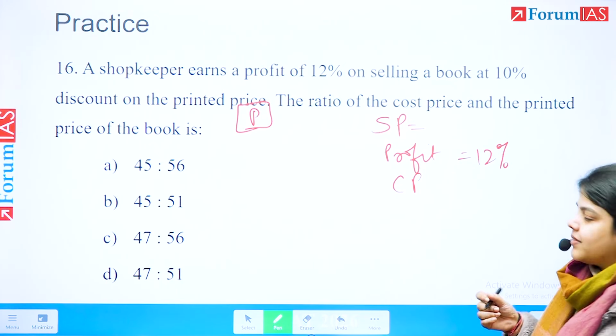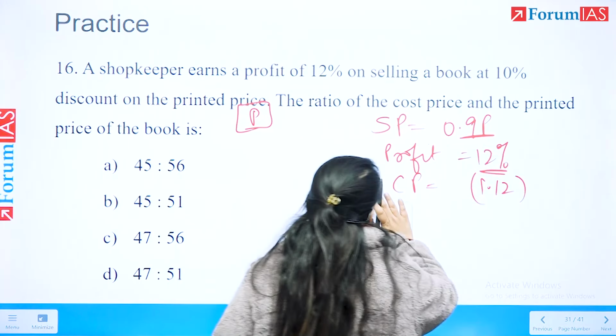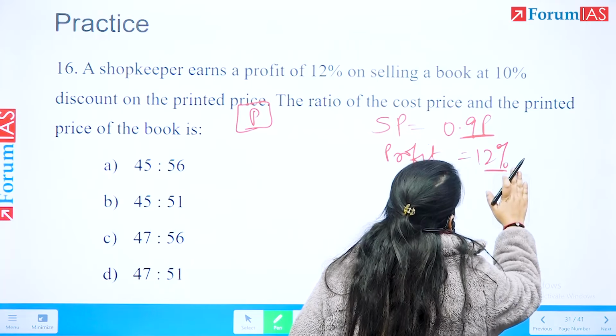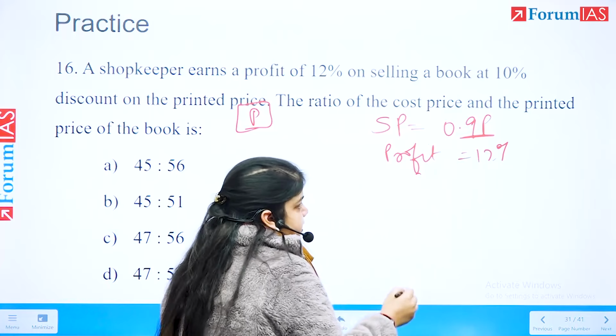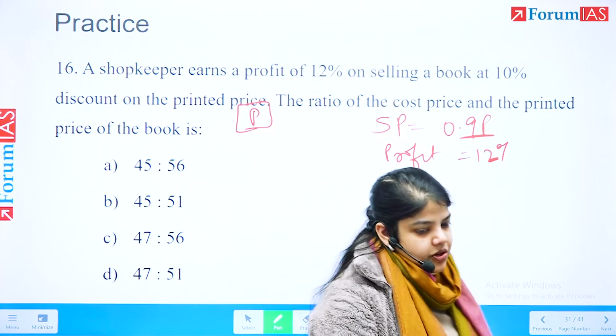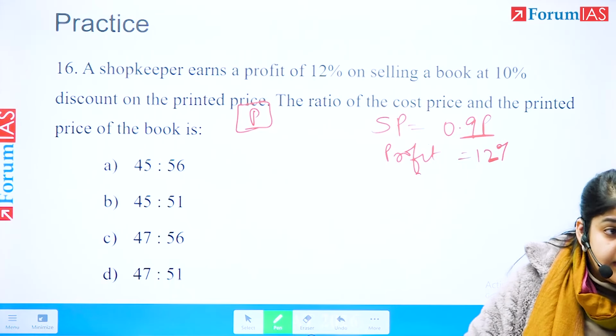कॉस्ट प्राइस इज इक्वल टू... सेलिंग प्राइस के ऊपर 12% प्रॉफिट है. सो 1.12. Selling price is equal to... So if my profit is 12%, I know my selling price. What is the cost price? Selling price is equal to 1.12 cost price.